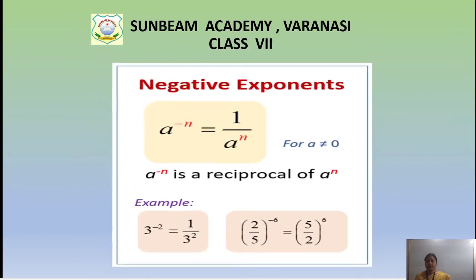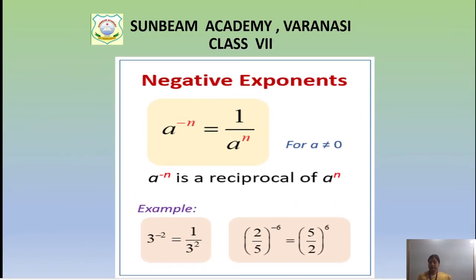Now children, one more is the negative exponent. This law says that if you are having a negative exponent, then what you will do? You will take the reciprocal of the given number. Like 2 by 5 whole to the power minus 6 is there. So what will you do? The reciprocal of 2 by 5 is 5 by 2, and now you can see the power is positive. The negative exponent will change into a positive exponent if you reverse the number, if you take the reciprocal of that number.